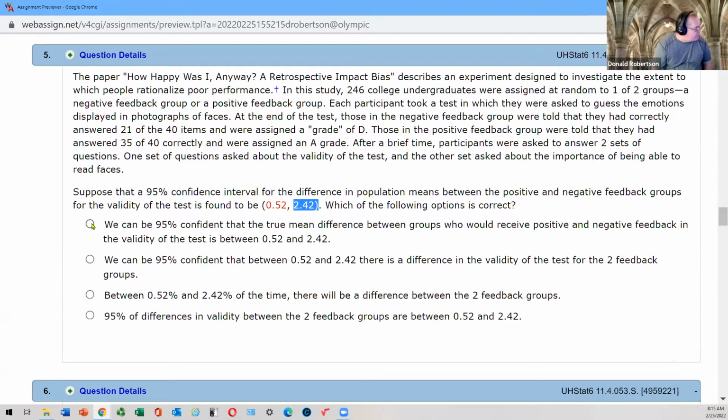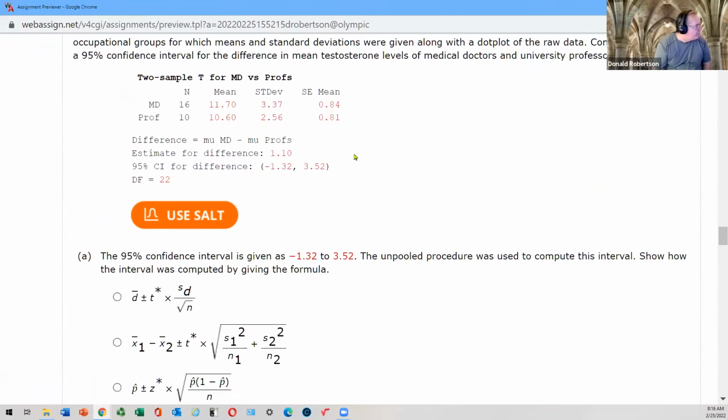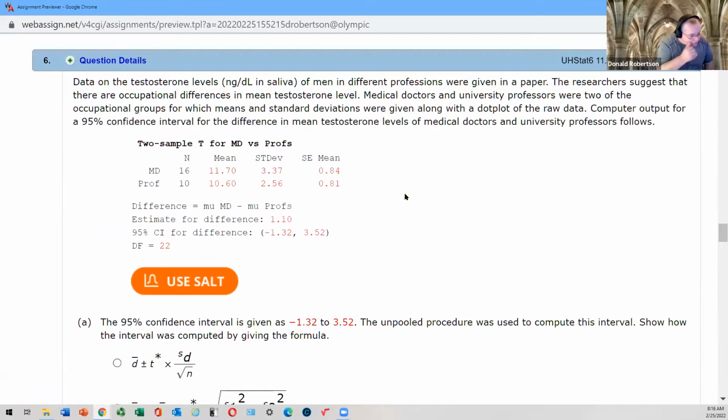And then it gives you basically 4 sentences, one of which is the truth. So we can be 95% confident that the true mean difference between the groups would be between there and there. I like that one. So moving on. Only got a few more questions and this is essentially done.